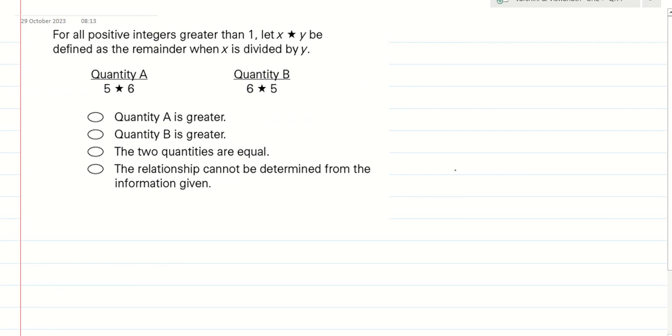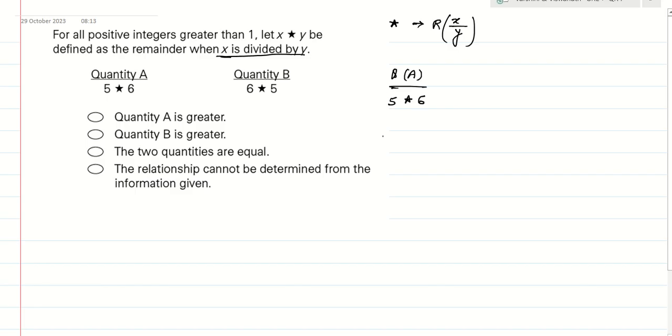Let's look at the questions for the GRE, what kind of question they ask. Look at this question. For all positive integers greater than 1, let x star y be defined as the remainder when x is divided by y. Now here the function means a star, meaning the variable x divided by y and take the remainder. That is, a function is defined.